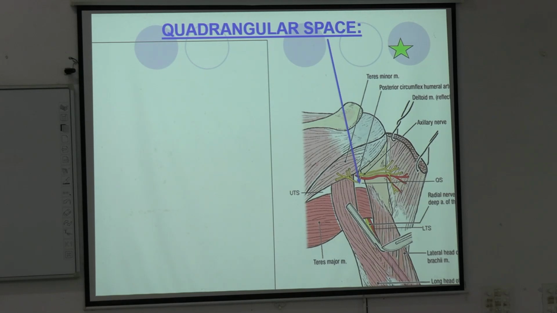One of them is lying above, we call them as upper triangular space. One of them is lying below, we call them as lower triangular space. এই দুটো ট্রায়াঙ্গুলার স্পেসের মধ্যে লোয়ার ট্রায়াঙ্গুলার স্পেসটা ইম্পর্টেন্ট। কেন ইম্পর্টেন্ট তুমি বুঝতে পারবে এবং তোমরা সেটা জানো। So let's talk about the triangular space and the boundaries of it. Let's talk about this quadrangular space first. We see a square shaped space over here.